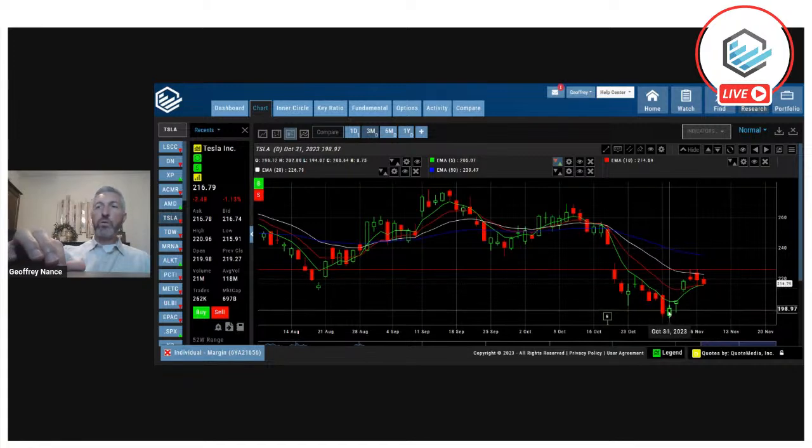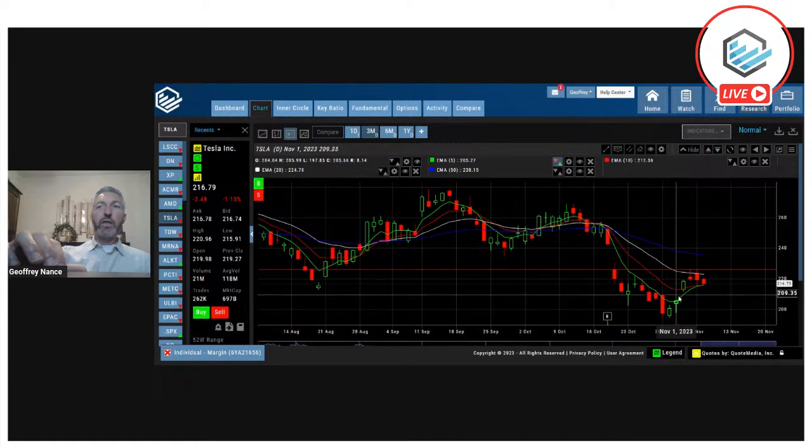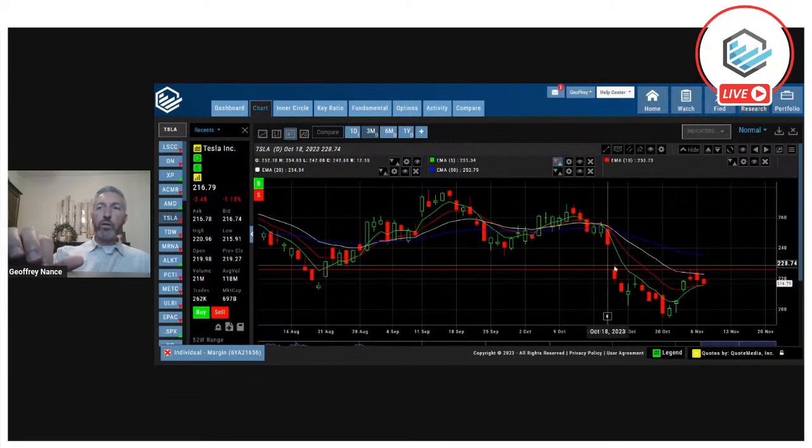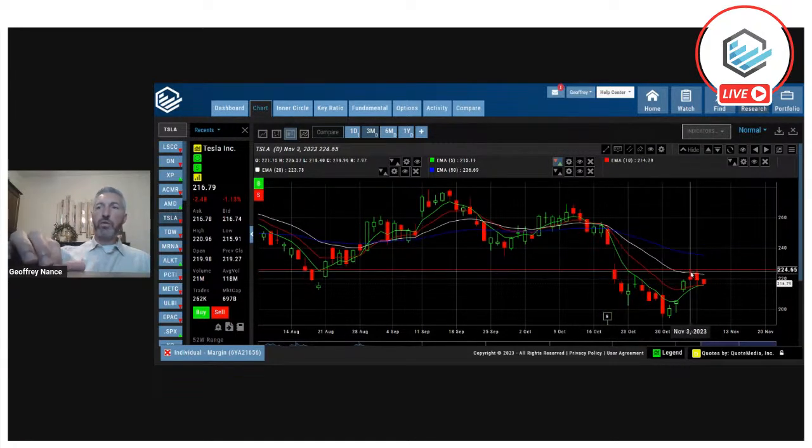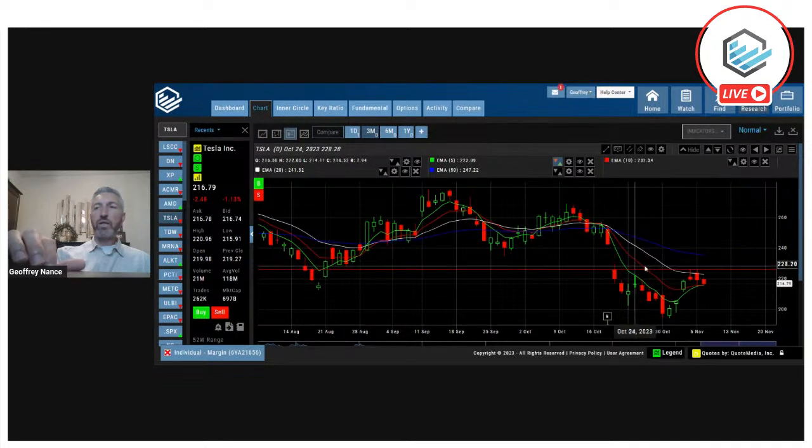So what you would want to do in something like this, if you were buying back here, is to say, all right, is my target here, here, here at the gap line. You can see now it's clearly slammed on the brakes at that gap line. You see how it gapped down there? That was the opening price of that day.